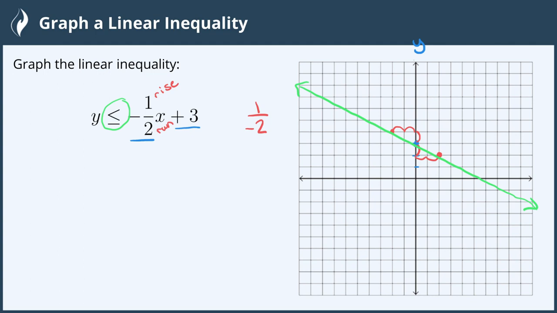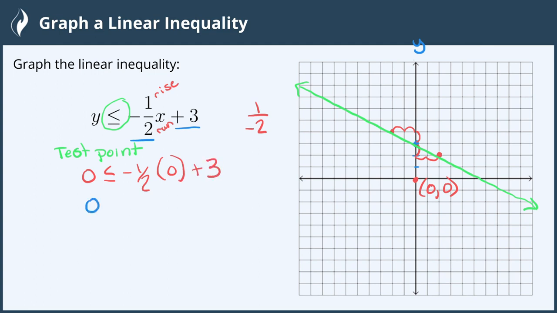Now we need to know if we shade above or below. To do this, we use a test point. And my favorite test point is the origin of 0, 0. This means we substitute 0 in for x and 0 in for y and see if it gives us a true statement. So we'll have 0 is less than or equal to -1/2, substituting 0 in for x, plus 3.